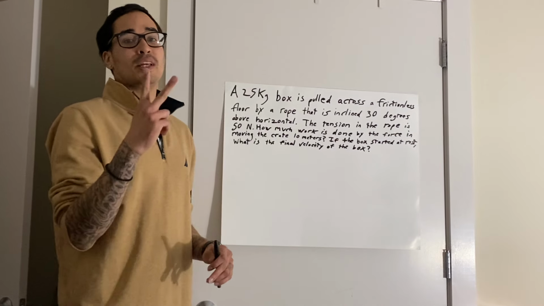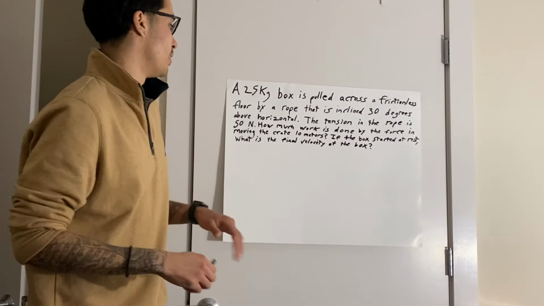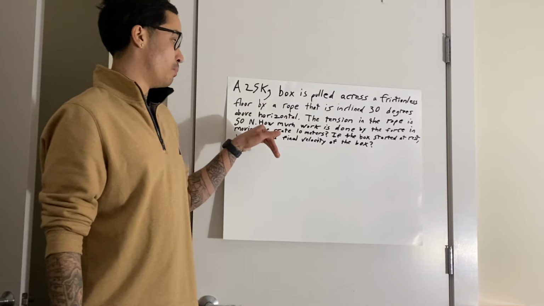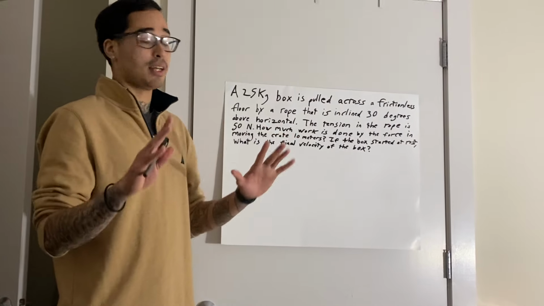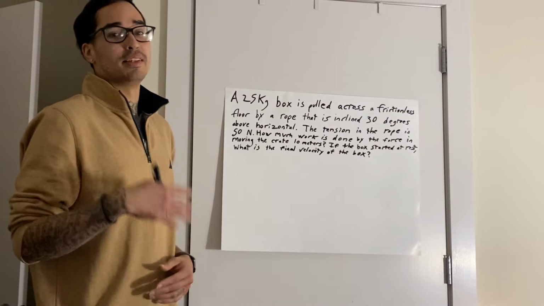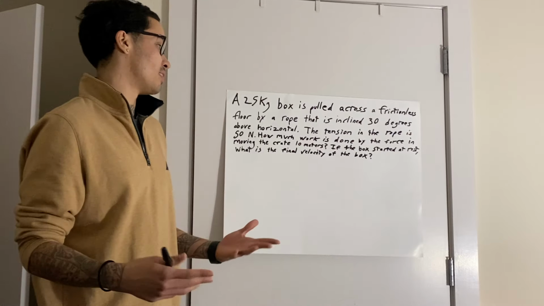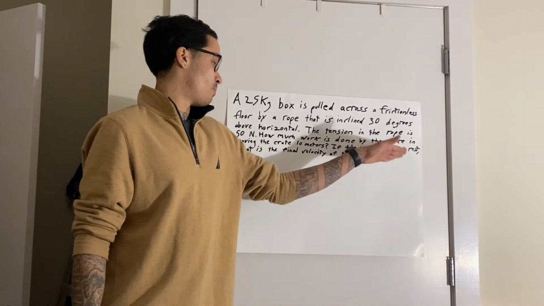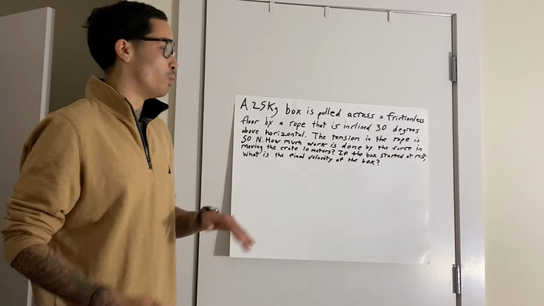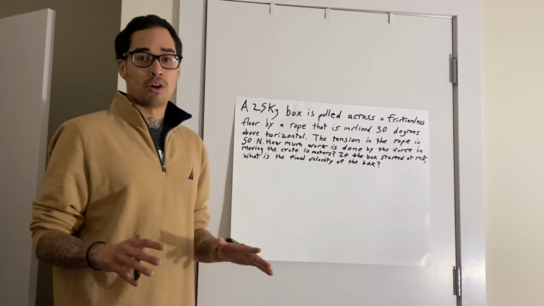Here we have two things that they're asking us for. They're asking us for how much work is done by the force in moving the crate a displacement of 10 meters, which will be the first step of this problem. And then the second thing they're asking is, if the box started at rest, what is the final velocity of the box? So we'll start this how we start all our physics equations.